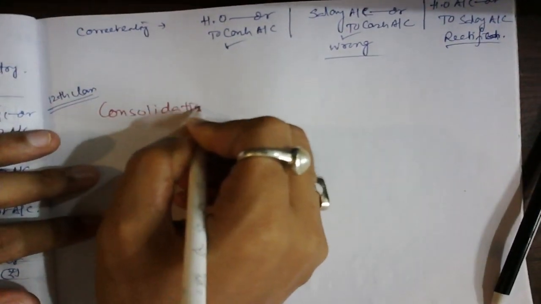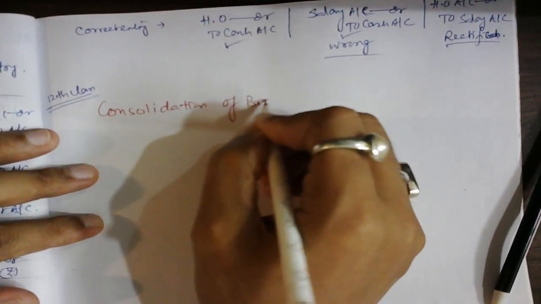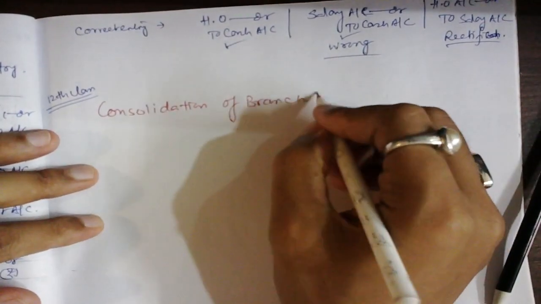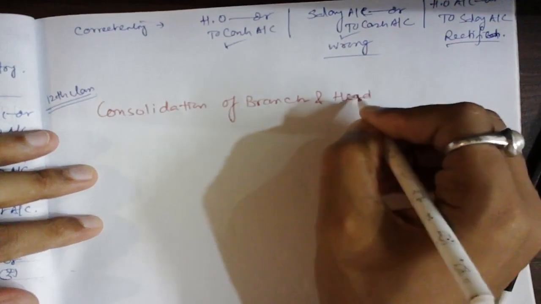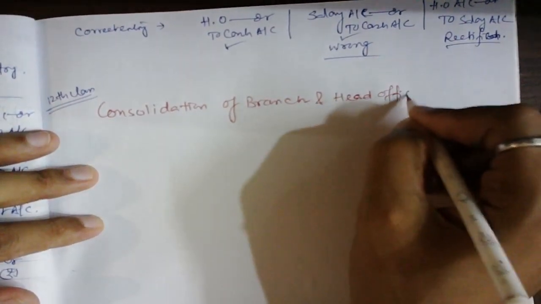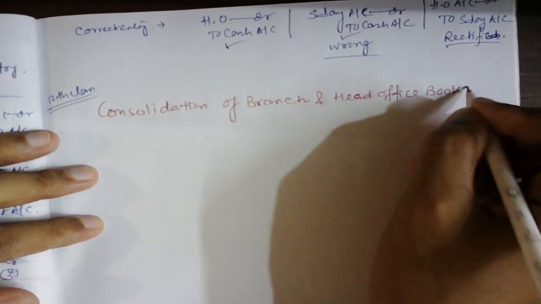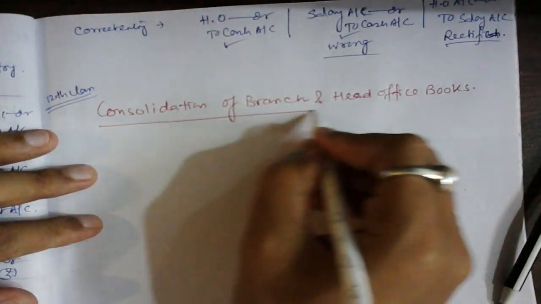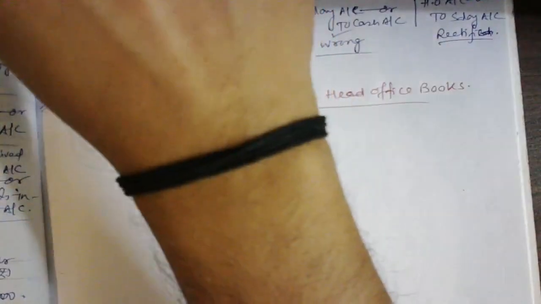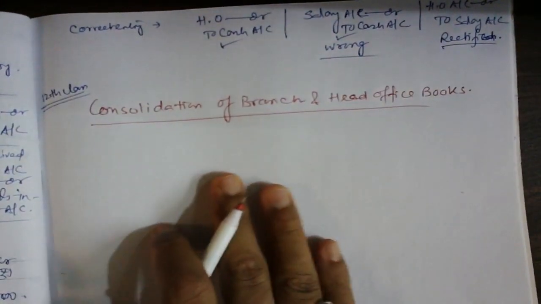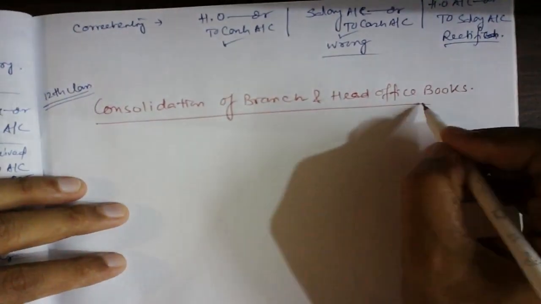Consolidation of branch and head office books. Consolidation for the branch and the head office books. That's what we need to understand first. Okay, now make a small note.